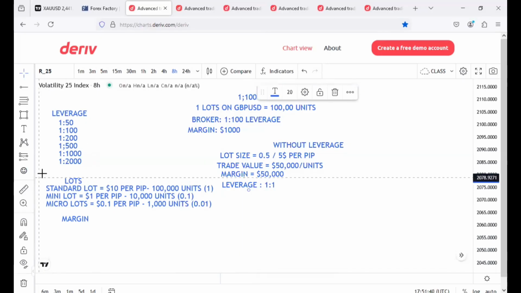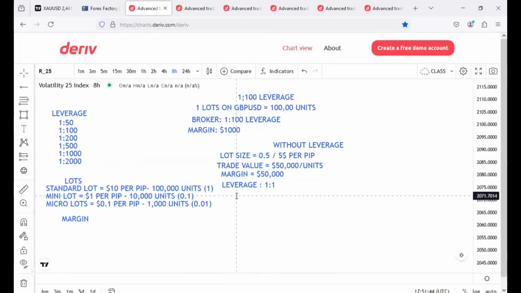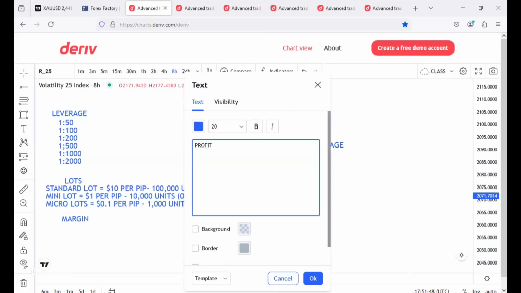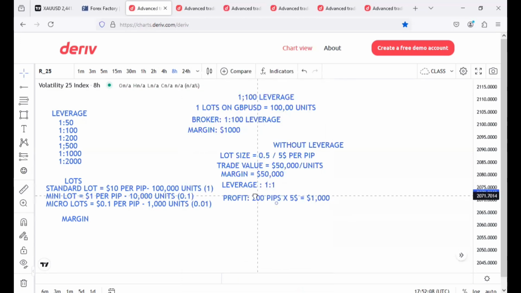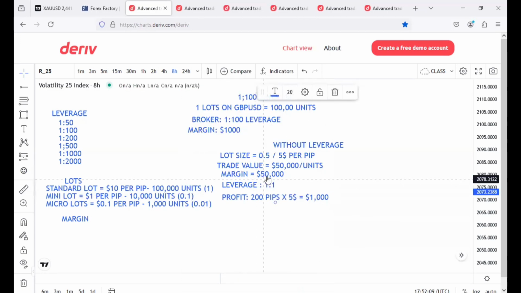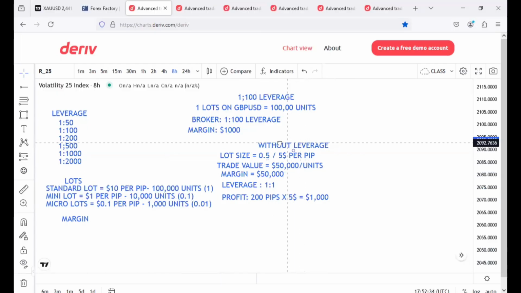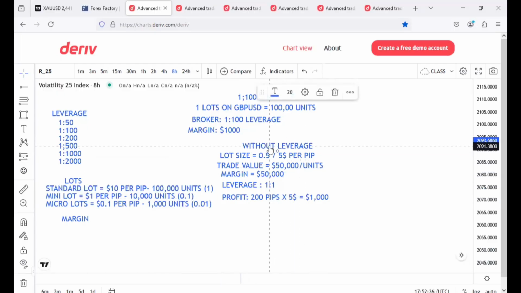Let's say in this instance you make a profit of 200 pips times that $5. That should give you about $1,000. So you are going to make $1,000 profit on this trade with your $50,000 capital, and you are not having any leverage. This is how much you need to open just a 0.5 lot size. If you want to open a 1 lot size with 1-to-1 leverage, you need $100,000 capital in your account. So you are getting the gist now regarding the importance of leverage.